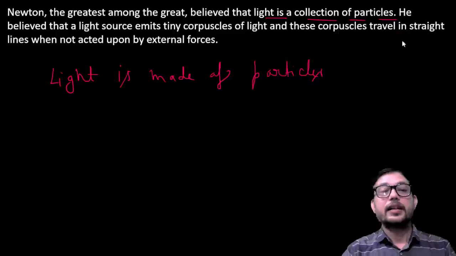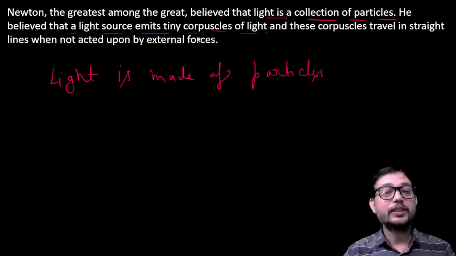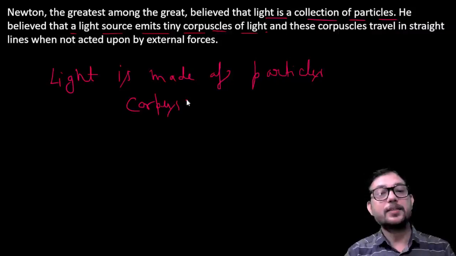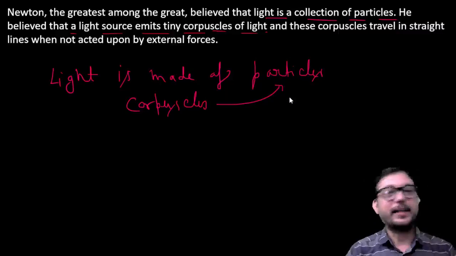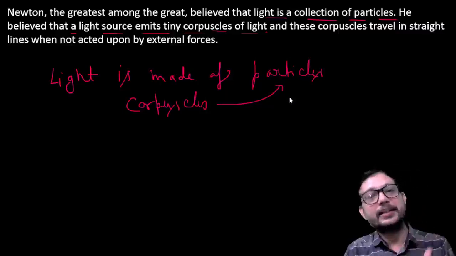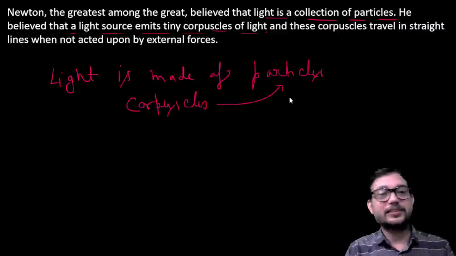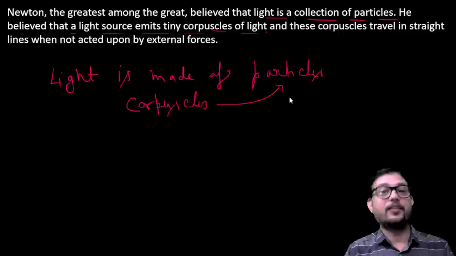He believed that a light source emits tiny corpuscles of light. Here the word corpuscles represents the word particle. Whether you say corpuscles or particle, both are the same. So according to Newton, light is made of corpuscles, made of particles.